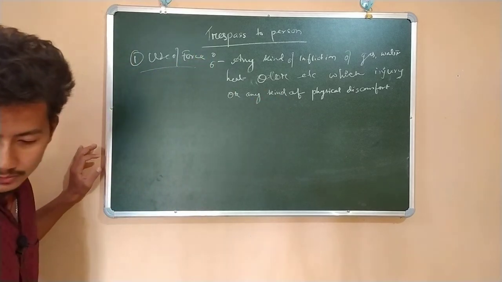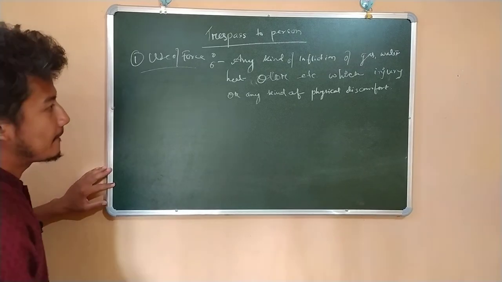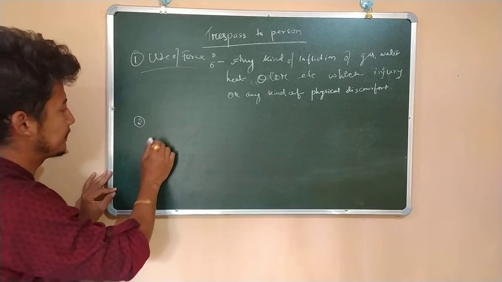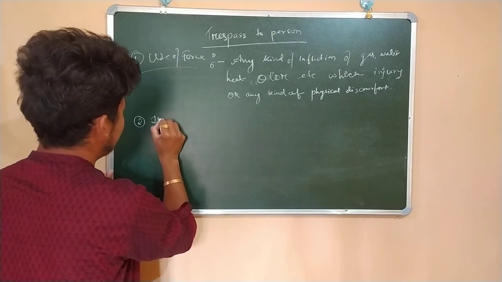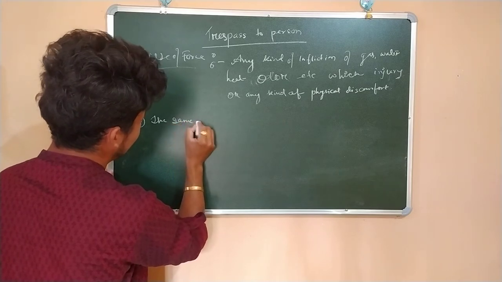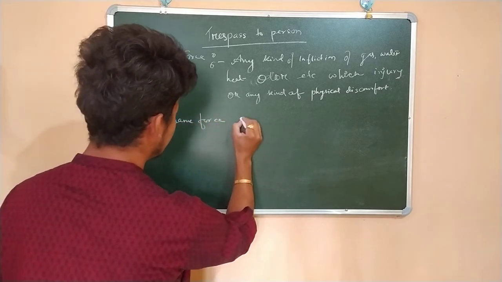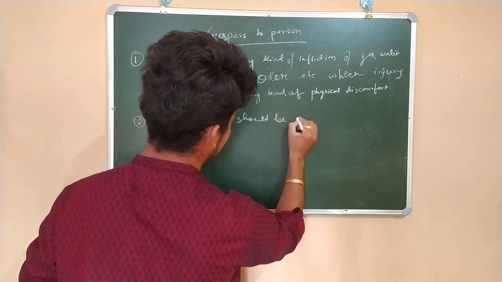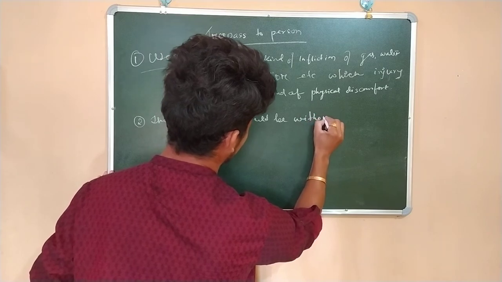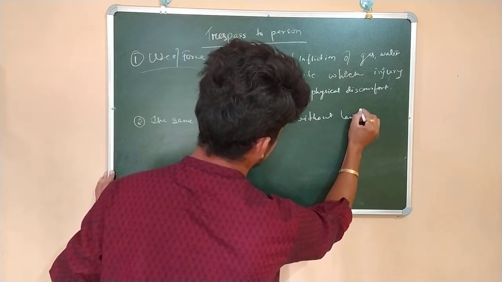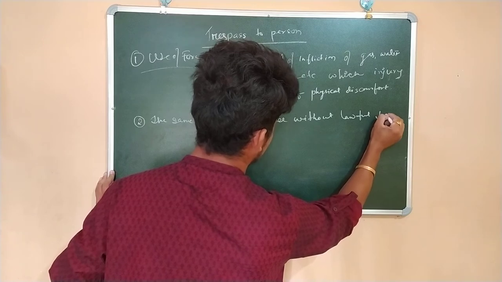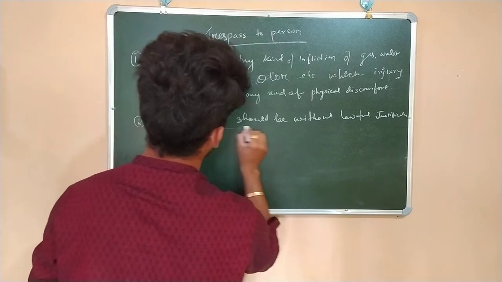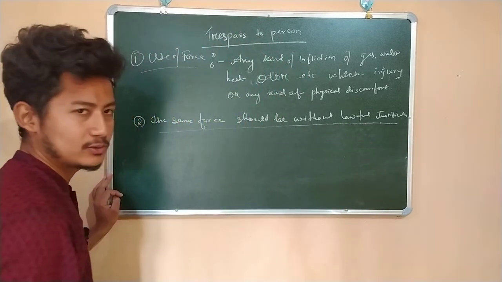So it is one of the essentials. Now we will see another essential. Another essential is that the same force should be without lawful justification. Okay, so there should not be any justified ground for the use of the force. That's what it is saying.